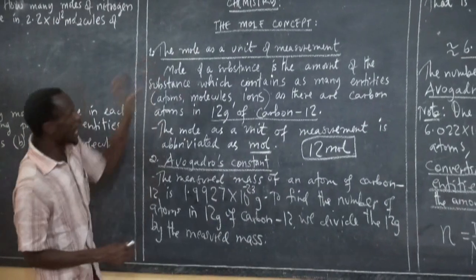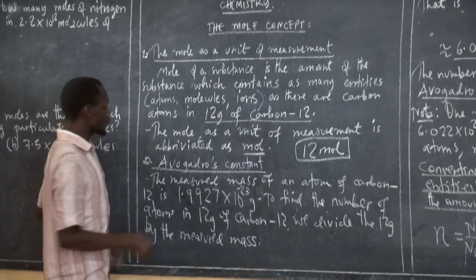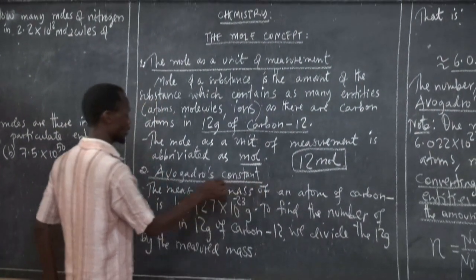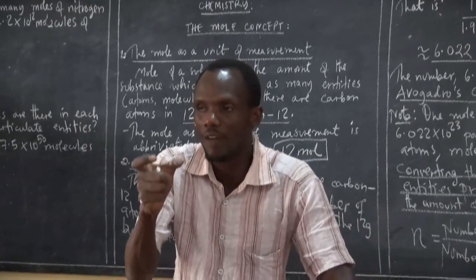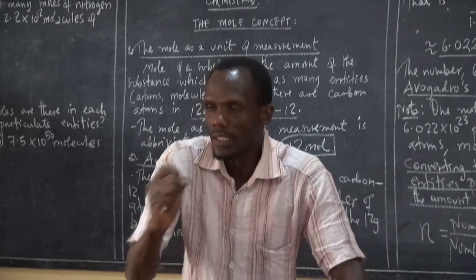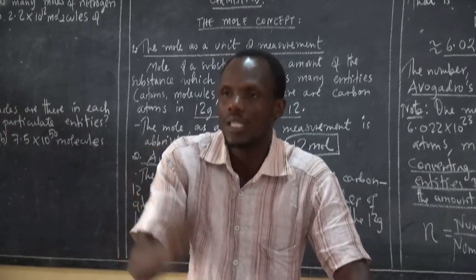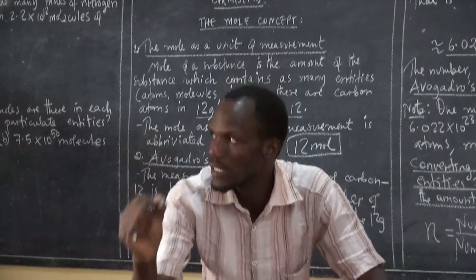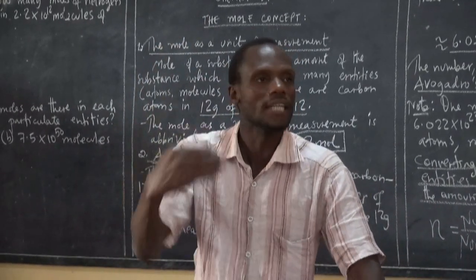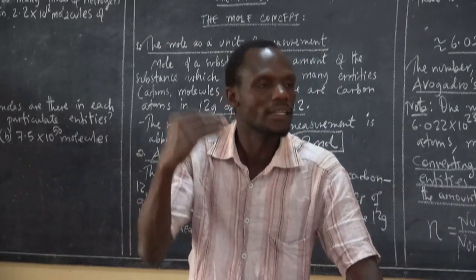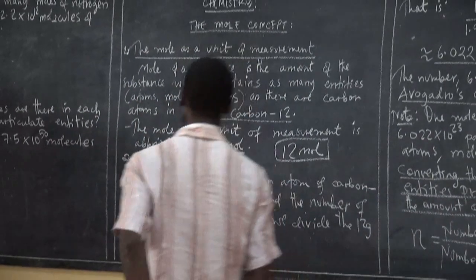Therefore, the second thing you have to discuss is called Avogadro's constant. You have to understand how you can use this Avogadro's constant. What is the relationship between Avogadro's constant and the amount of the substance? How are they defined? How can we calculate it? How can we determine it? And it is very simple.